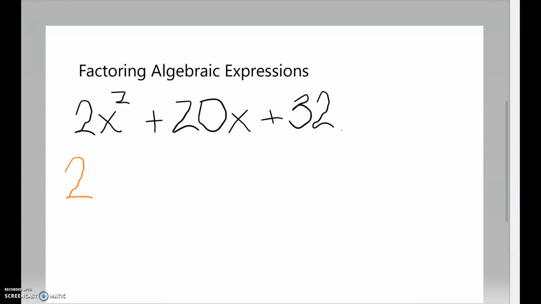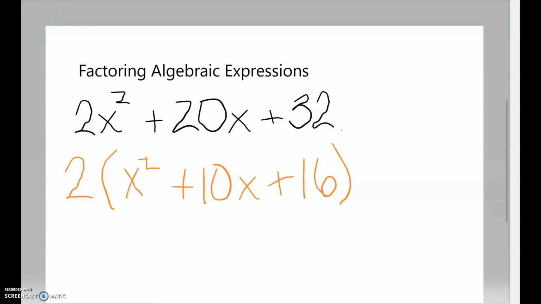So once I do that division, I'm going to end up with x squared plus 10x plus 16. Once that has been divided out, you're going to keep that 2 in front, and you're going to continue with the factoring process of placing the two sets of parentheses.